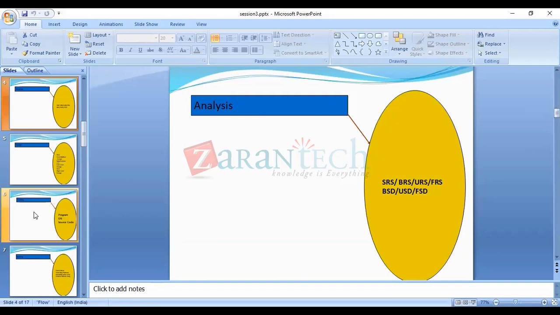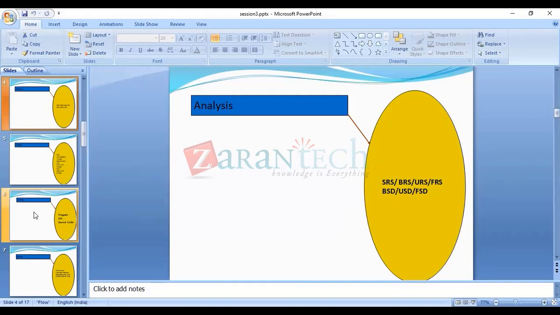All of them are the same, there is no difference. Different companies may go with different names. Got my point? All names I have given.